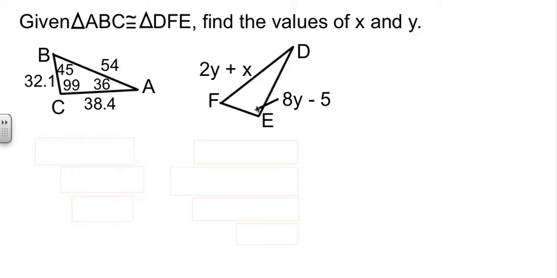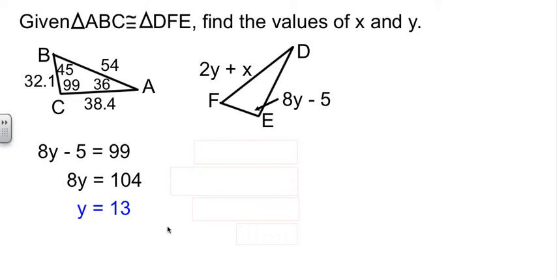Angle E, because I have a value for angle E over here, matches one of these three angles. The question is which one? E is last, so is C. So E has to match C. 8y minus 5 equals 99. Add the 5 over and divide, and we find out y is 13.